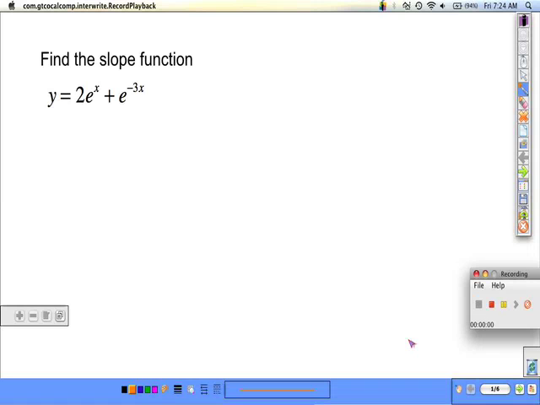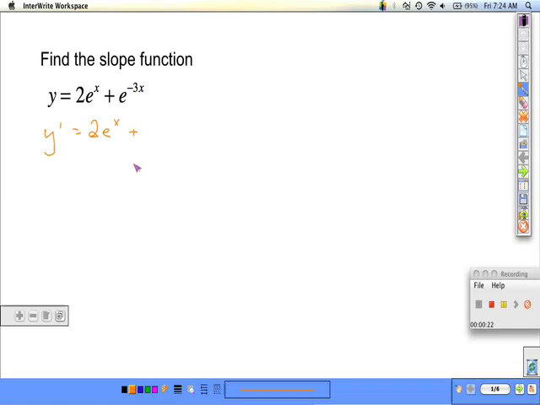Chapter 22, we look at derivatives of logs and power functions. To find the slope function, i.e. the derivative for this, we want y prime. The derivative of e to the x is just e to the x. So the first term gives us 2e to the x.